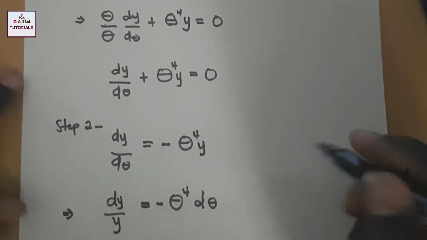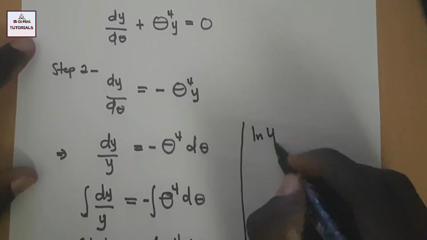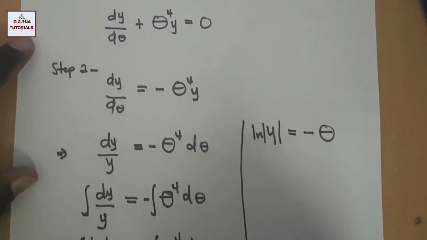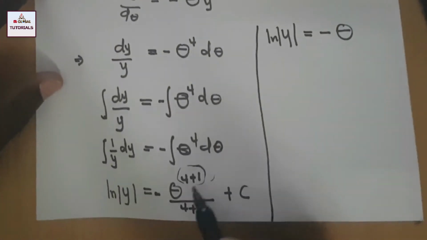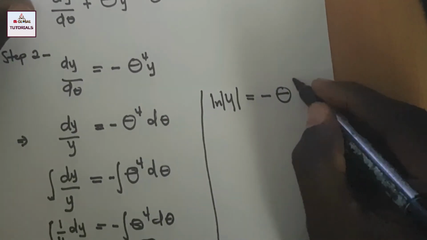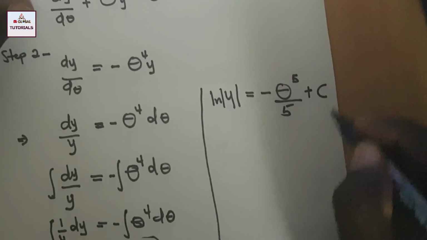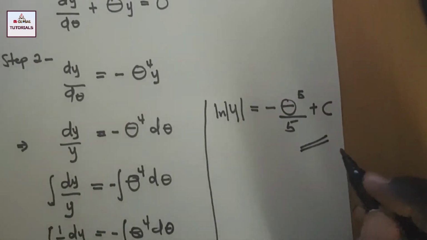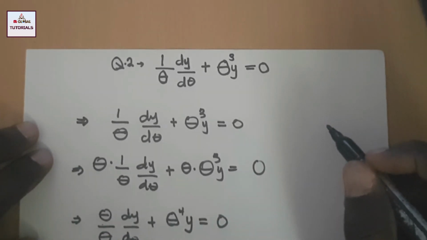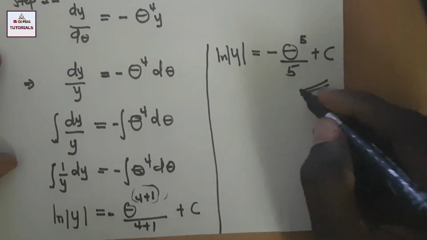Okay, let's continue from this side. So ln y equal to minus theta to the 4 plus 1. See here, 4 plus 1 is 5. So theta to the power 5 all over 5 plus your constant. So this is the final answer for 1 over theta dy over d theta plus theta to the power 3, or theta cubed y, is equal to 0. And this is the final answer. Thank you for watching.